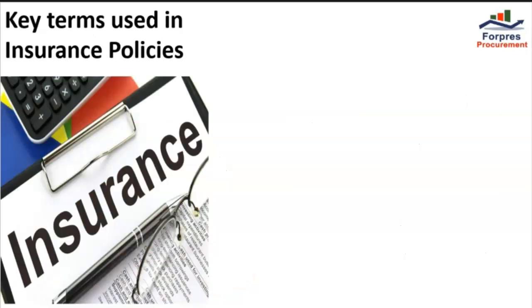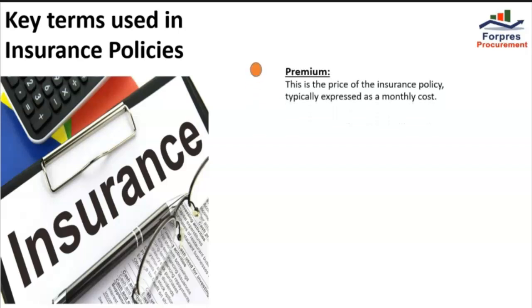Key terms used in insurance policies. Number 1 is the premium. This is the price of the insurance policy, typically expressed as a monthly cost. The premium is determined by the insurer based on the business risk profile of the insured person, which may include its credit worthiness. Another one is limit.